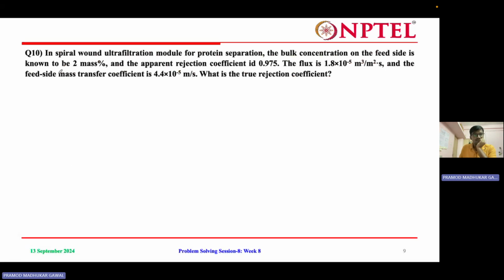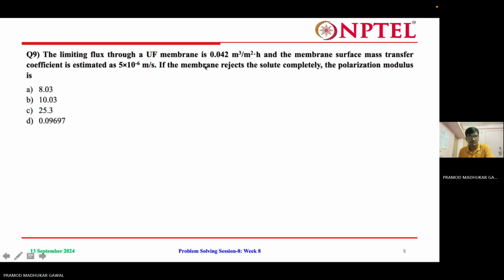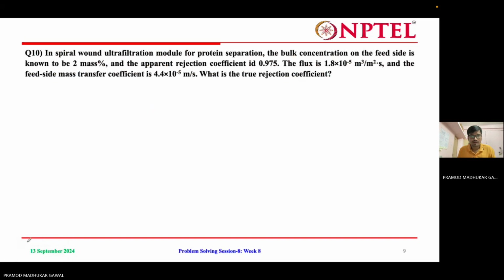Move to question number 10. In a spiral wound ultrafiltration module, a model for protein separation, the bulk concentration on the feed side is known to be 2 mass percent, and the apparent rejection coefficient is 0.975. The flux is 1.8 into 10 to the power minus 5 meter cube per meter square per second, and the feed side mass transfer coefficient is 4.4 into 10 to the power minus 5 meter per second. So what is the true rejection coefficient?